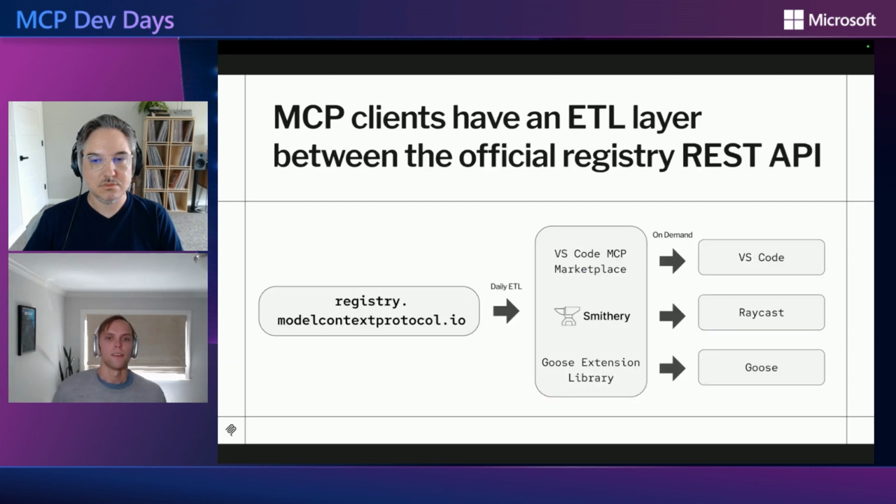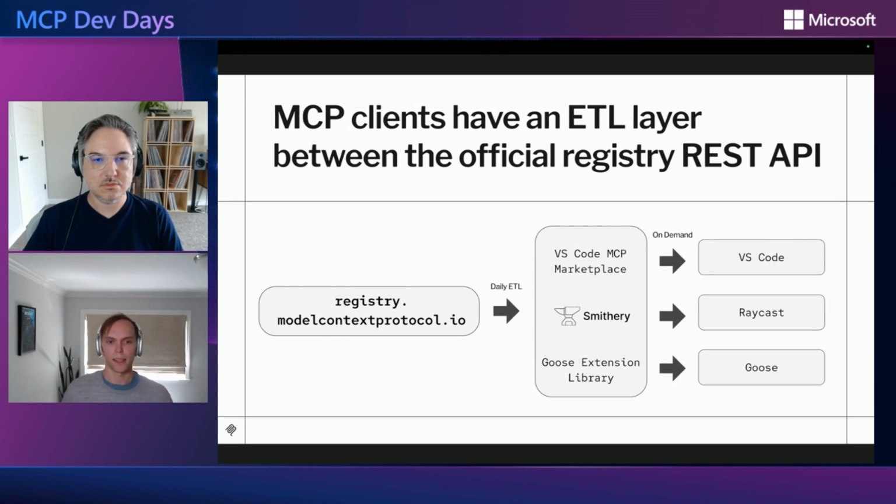And then on the other side, on the read side, we're going to expect there to be this kind of ETL layer of some sort between the official centralized MCP registry REST API and MCP clients. We expect MCP clients to not query the registry on behalf of every user. So if you fire up VS Code, like we saw in some demos earlier today, you will not be querying this centralized registry every time you run a search on the VS Code MCP marketplace, for example.